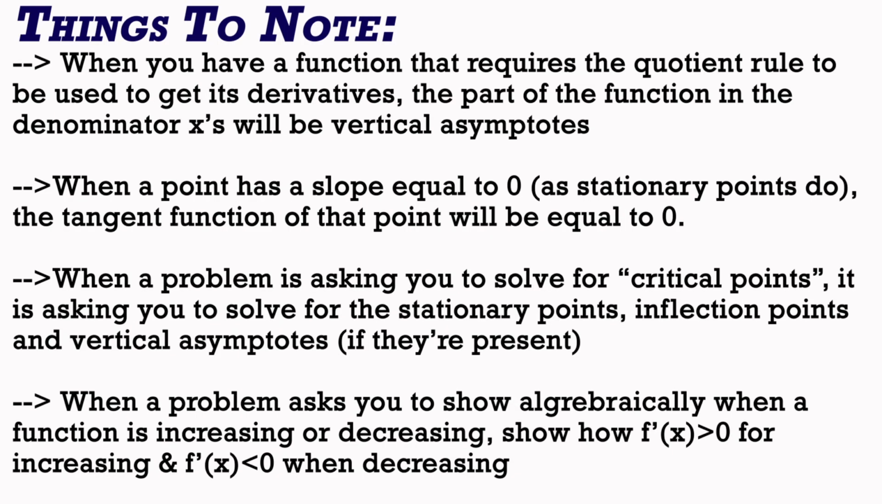When a point has a slope equal to 0, as stationary points do, the tangent line at that point will have a slope equal to 0. When a problem is asking you to solve for critical points, it is asking you to solve for the stationary points, inflection points, and vertical asymptotes, if they are present. And when a problem asks you to show algebraically when a function is increasing or decreasing, show how the first derivative is greater than 0 for increasing, and the first derivative is less than 0 when decreasing.